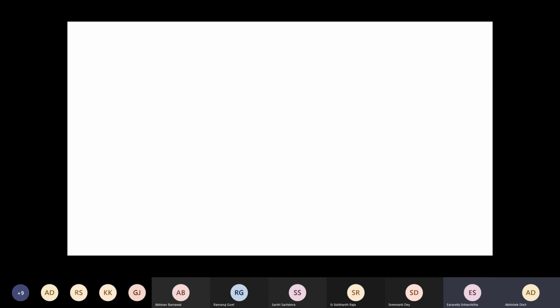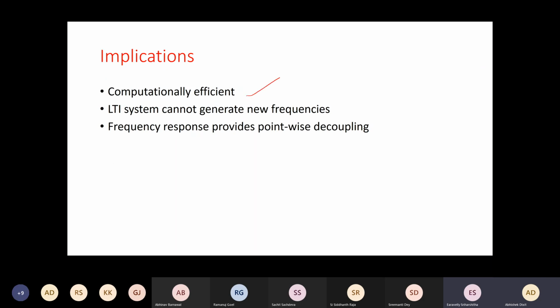The last thing by which it is important: I have said computationally efficient, point-wise decoupling, and this. It proves a point that a linear time invariant system cannot generate new frequencies. Why? Suppose X of omega is like this, so this is 0, this is 0. Whatever your H of omega might be, it does not depend on it. You can say with certainty that Y of omega should be 0 for this part, because Y of omega is X of omega times H of omega. So if X of omega is 0 in this part, Y of omega should also be 0 in this part. Similarly, if X of omega is 0 in that part, Y of omega should also be 0 in that part.